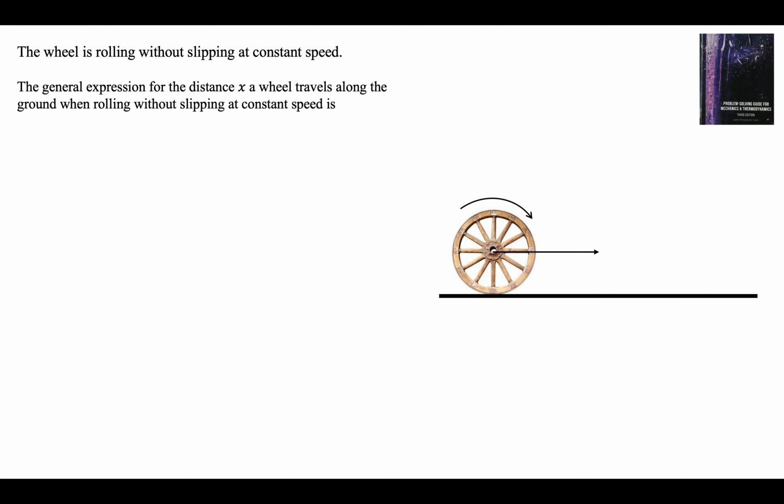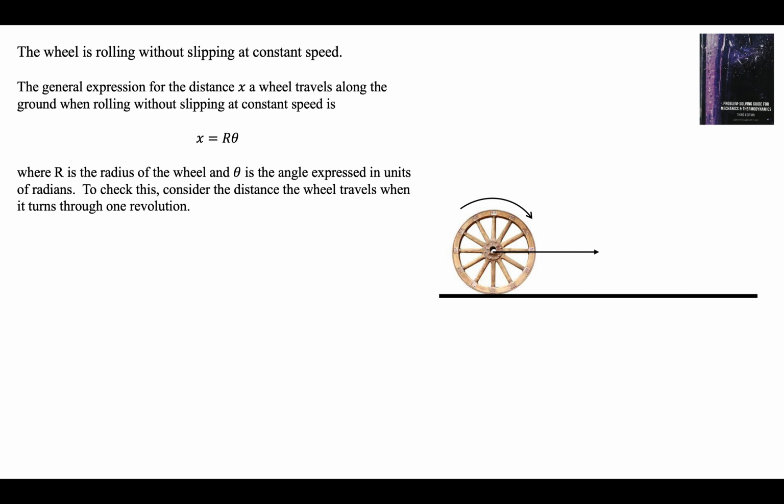The general expression for the distance it travels is r theta. r is the radius of the wheel, theta is the angle through which it goes. And we can check this by figuring out how far the wheel travels when it goes around once. So one revolution is 2 pi radians. And multiply that by r, we get 2 pi r. This is just the circumference of the wheel. So if it goes around once, it's going to go one circumference along the ground. Should make sense.